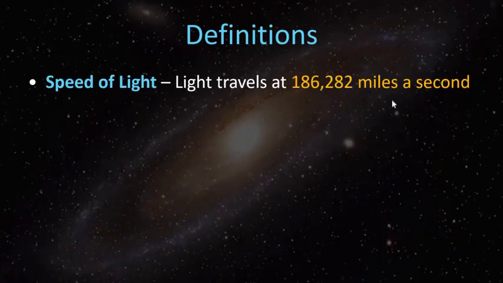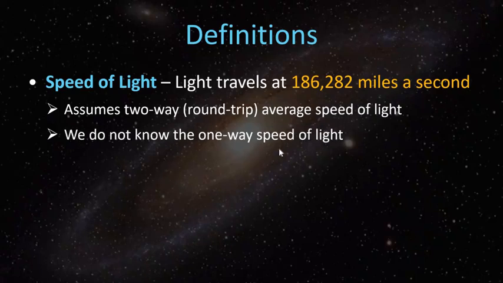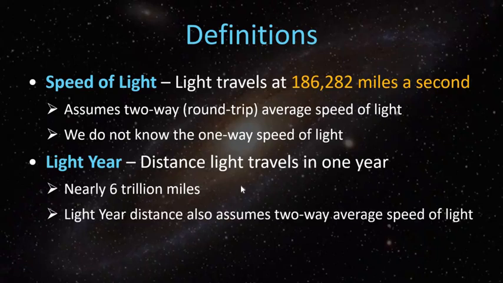Now let's get into the definitions. First, the speed of light. The speed of light is light that travels at 186,282 miles a second. And that's very fast. That's faster than any vehicle can go. But that assumes a two-way round-trip average speed of light. We do not know the one-way speed of light, and I'll get into that in details later. A light year is the distance light travels in 1 year. So if you calculate 186,000 miles a second into a year, that turns into nearly 6 trillion miles in 1 light year. But the light year distance also assumes a two-way average speed of light.